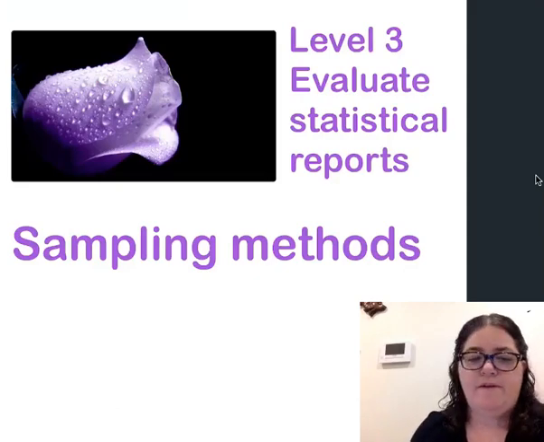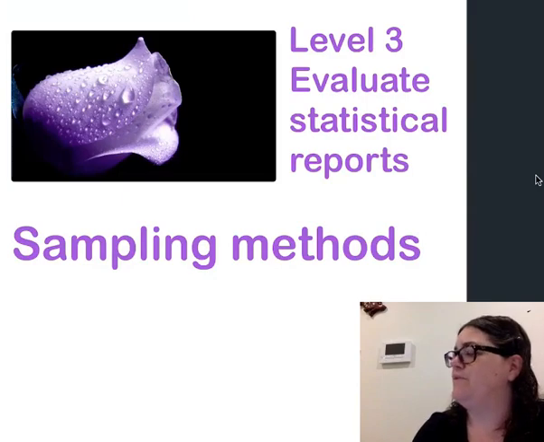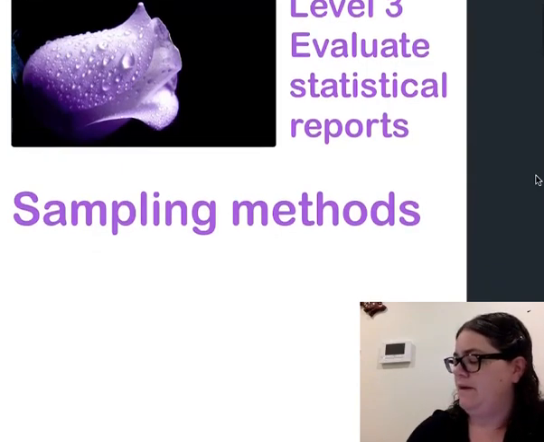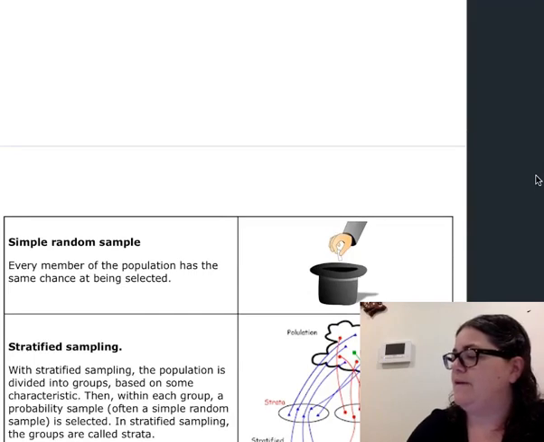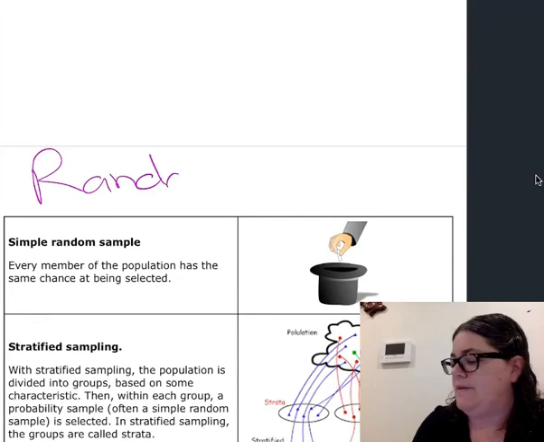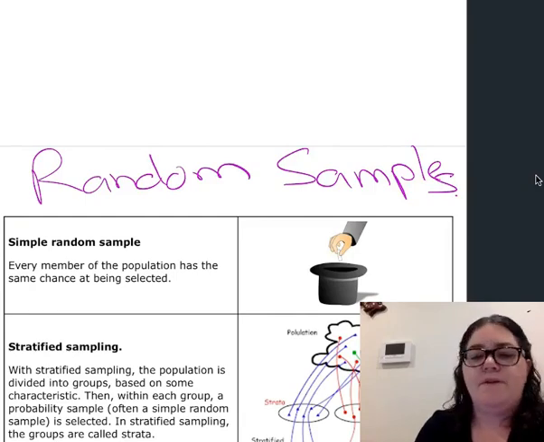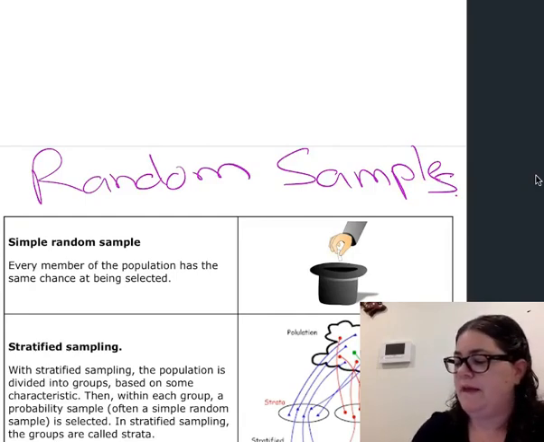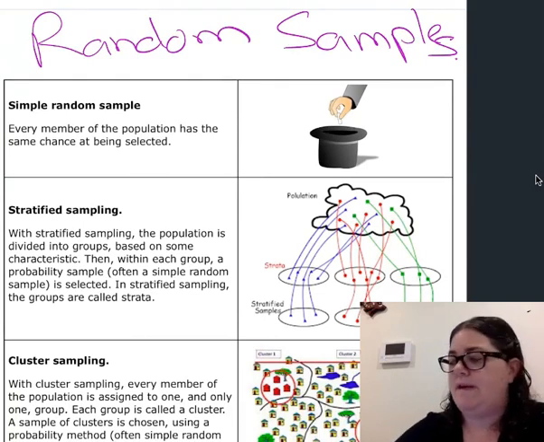Today I just want to have a look at some sampling methods in statistical reports. So I just want to first of all talk about random sampling methods. Okay, so that's our first important thing to know: what are random samples. There are a number of different methods that count as random samples. The first one I've got here is simple random sampling.